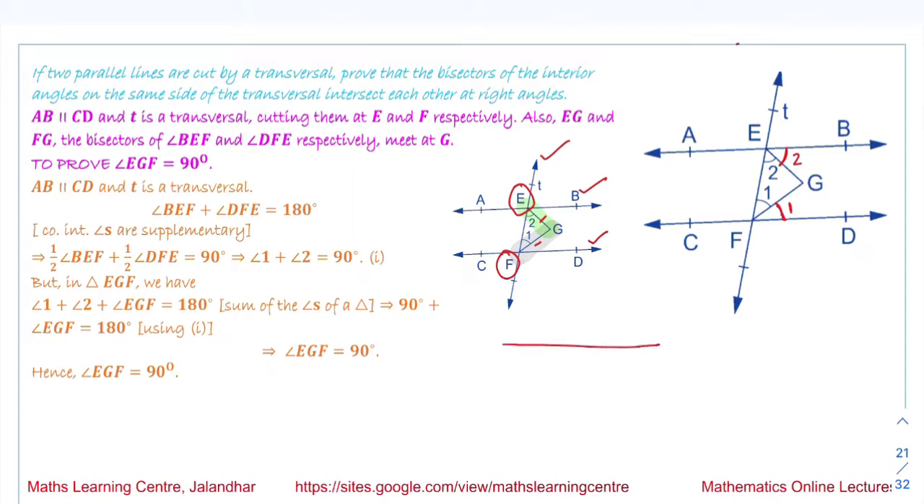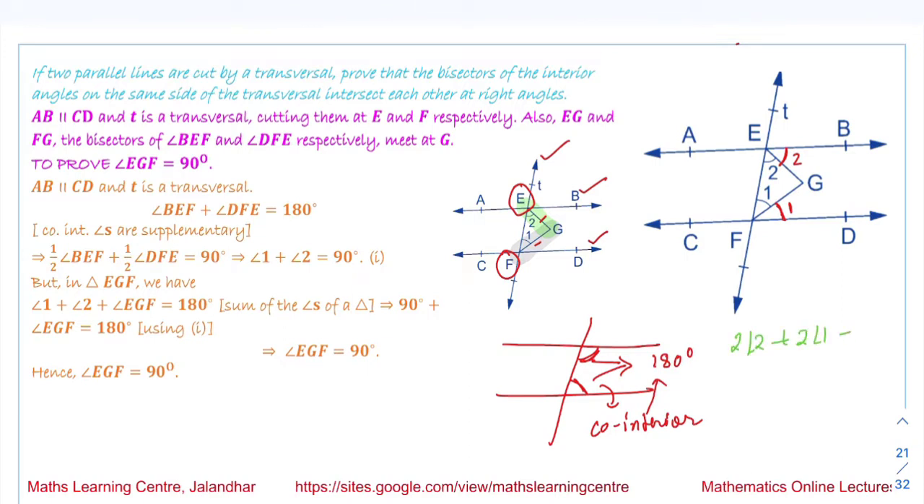Now, with the two parallel lines, the sum of these two angles we know is 180 degrees because they are co-interior angles. These two angles are co-interior angles, and their sum is 180 degrees. So what we get from this is that 2 times angle 2 plus 2 times angle 1 is equal to 180 degrees. So angle 2 plus angle 1 is equal to 180 degrees by 2, which is equal to 90 degrees.